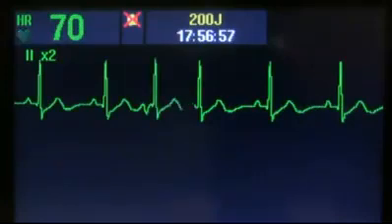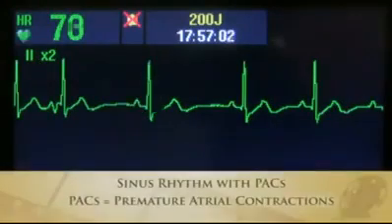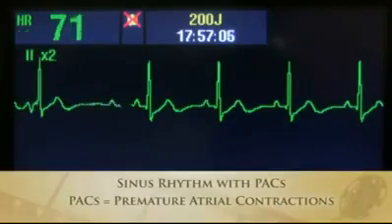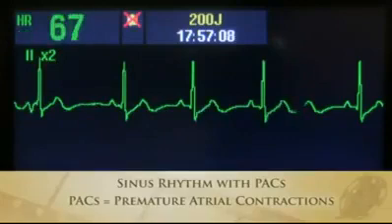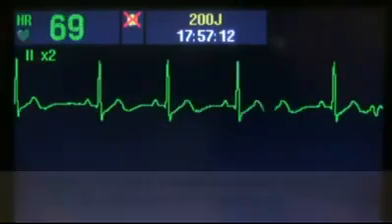Here is sinus rhythm with PACs. It's an ectopic firing in the atrium, causes an irregular rhythm to occur, but no symptoms usually. PACs.